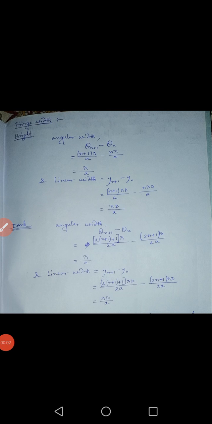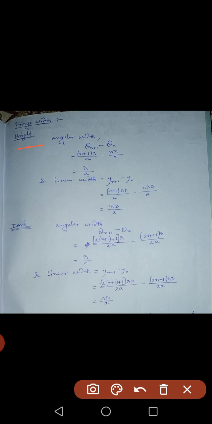So here we will find out the fringe width of bright and the fringe width of dark. It is very similar to the fringe width that we calculated in case of interference. If you remember, in case of interference, to find out the fringe width of bright fringe, we took two consecutive dark fringes and then subtracted their position.